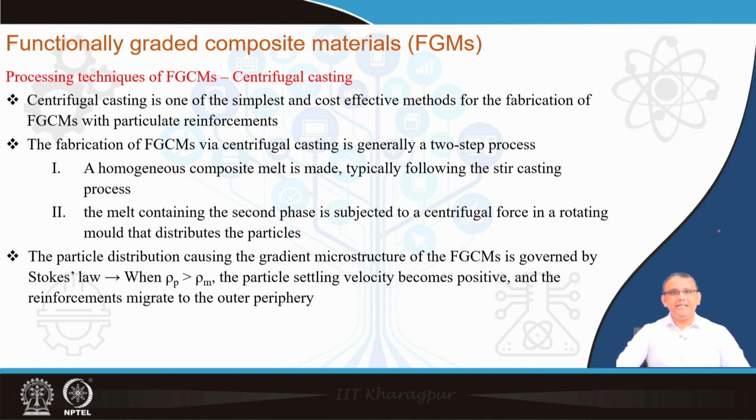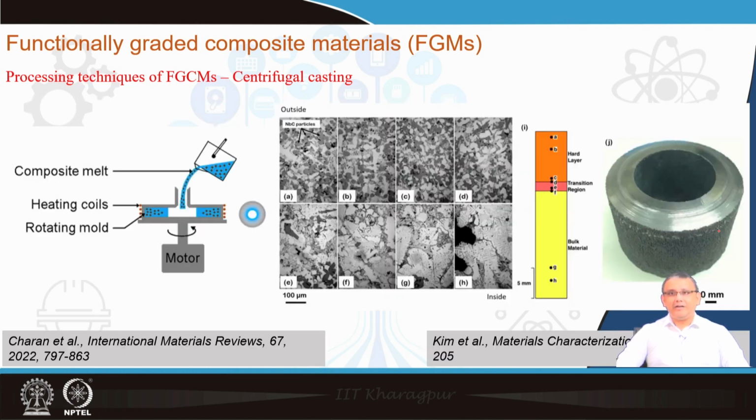So, centrifugal casting, as you will see in this lecture, is a very simple and cost effective technique for fabricating FGMs. One big advantage of this technique is that by centrifugal casting one can fabricate bulk sized components. On the right hand side you can see a typical sample which was fabricated by centrifugal casting, and it is a macroscopic sample.